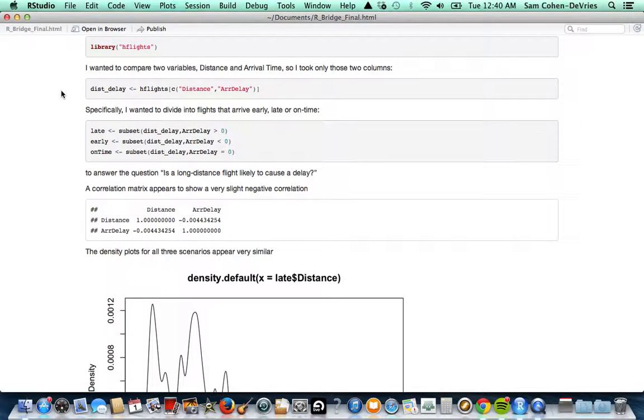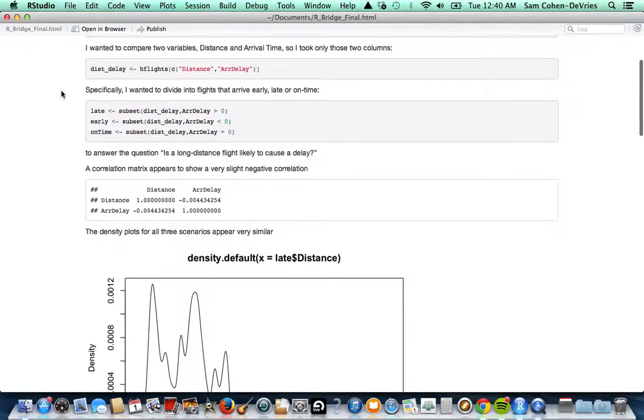So I wanted to compare two variables, distance and arrival delay. I thought that there would be some sort of connection between these two, notably that a longer distance might mean a larger arrival delay.